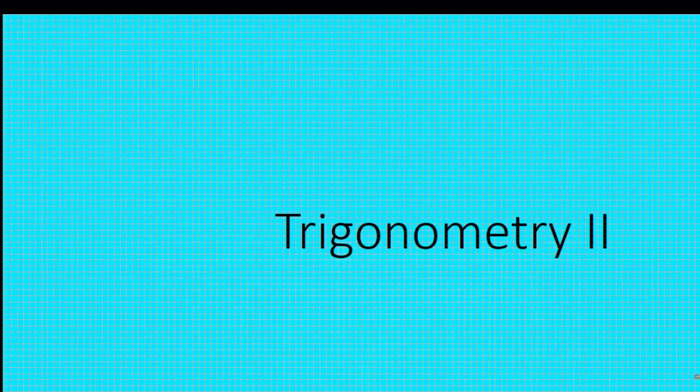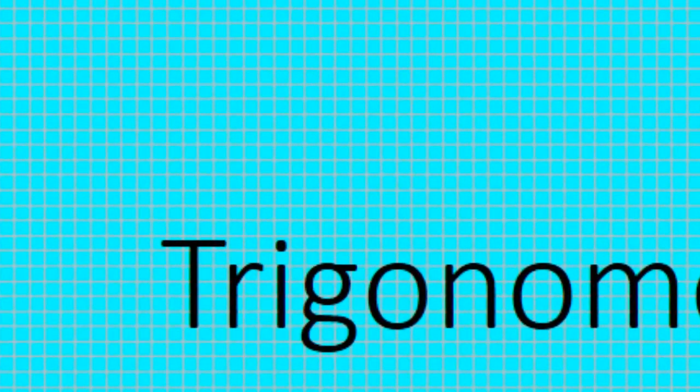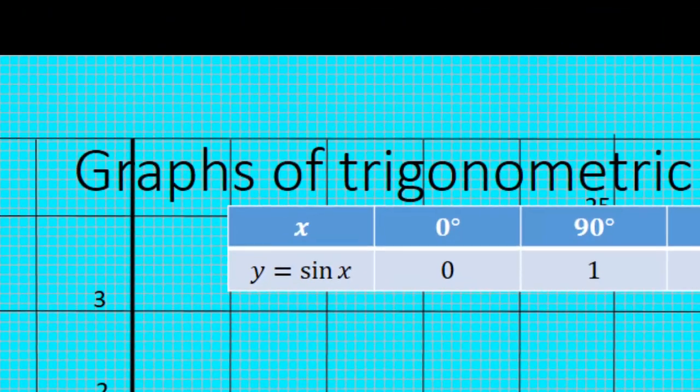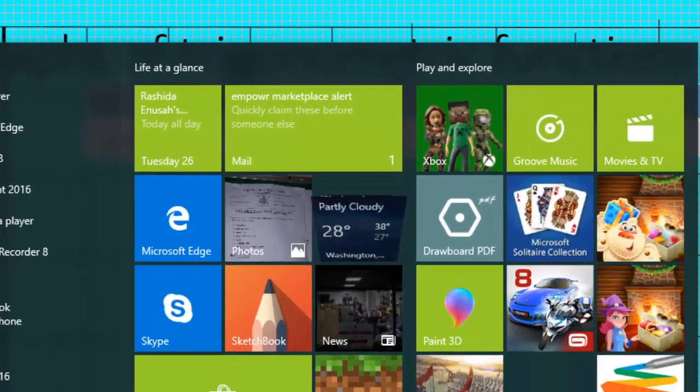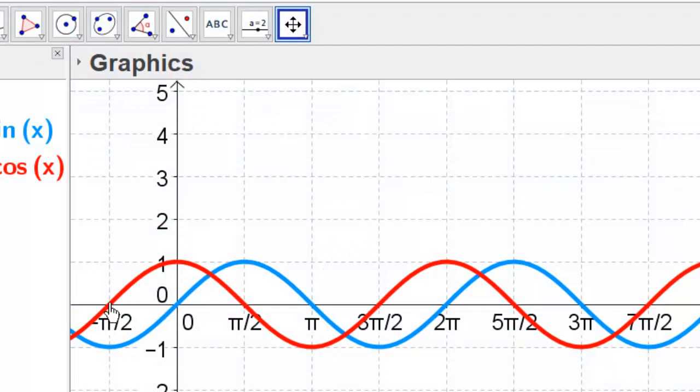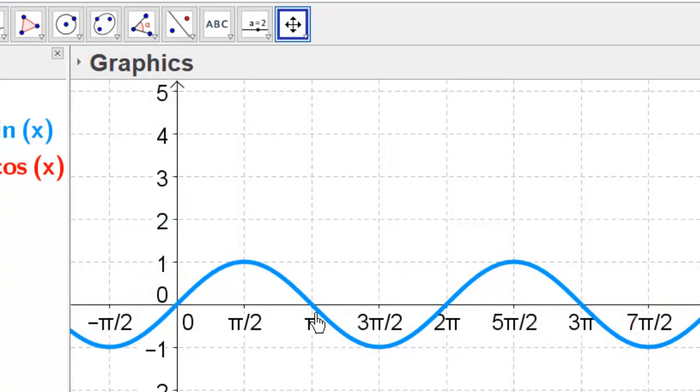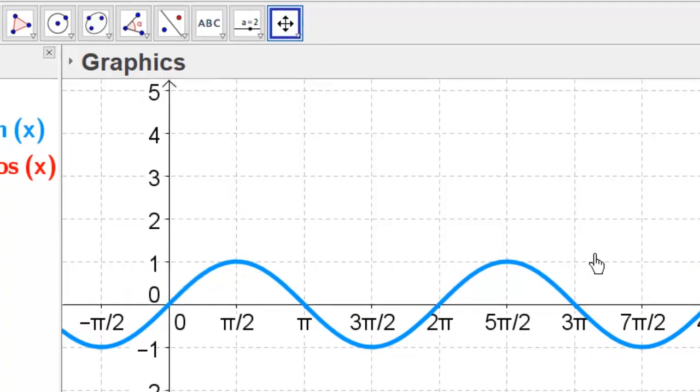So what we are going to do mainly is how to fill tables for trig functions and use them to graph. Graphs of trigonometric functions is what trigonometry 2 is mainly about. We are going to look at how the graphing software was able to graph y equals sine x. We are going to do it with our graphs so that we can get the same shape as this.